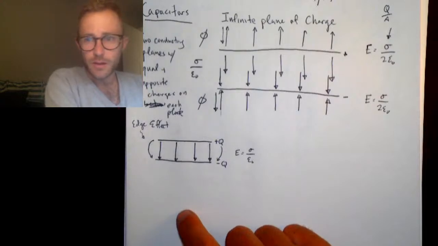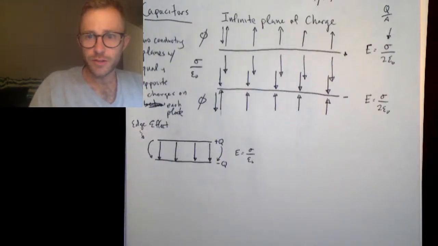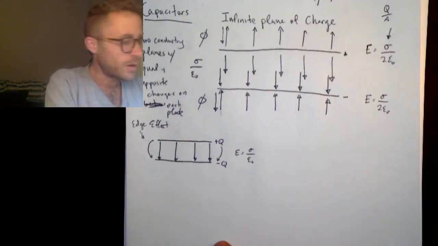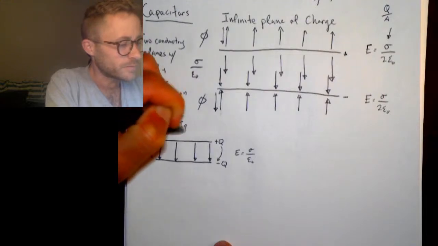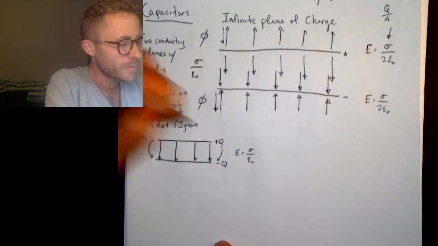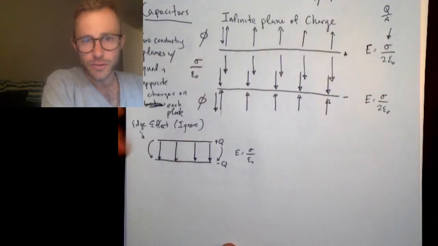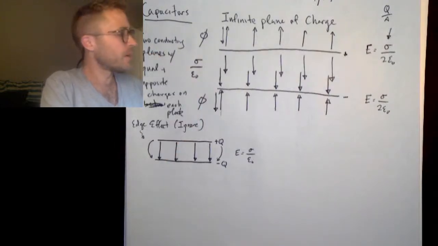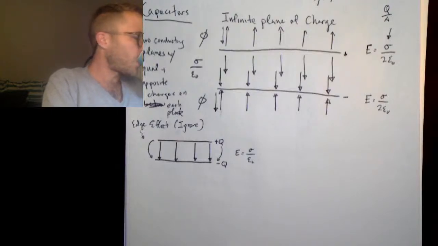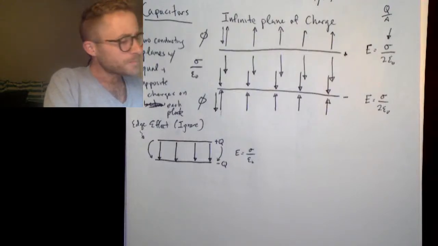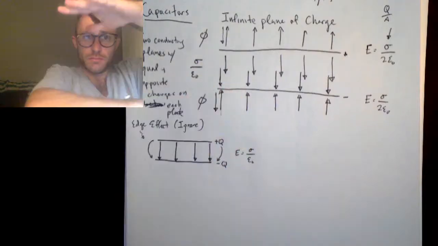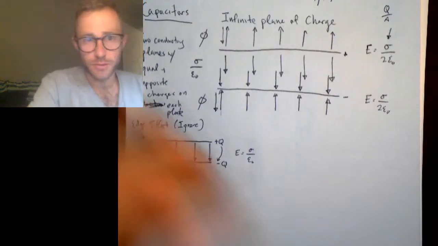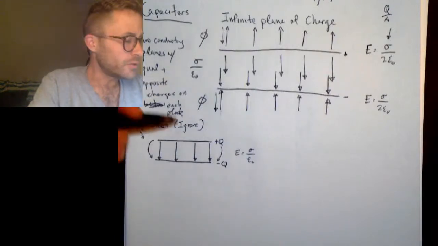However, in most situations, the edge effect is not significant, and so we're going to ignore the edge effect. But you should know that it's there. So this is a capacitor. It's two conducting plates with equal and opposite charges on them. There's an electric field between them.